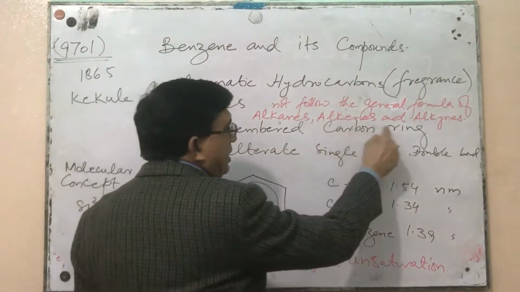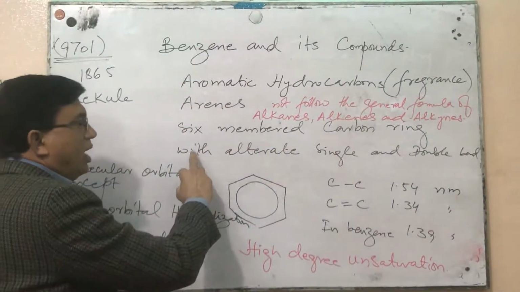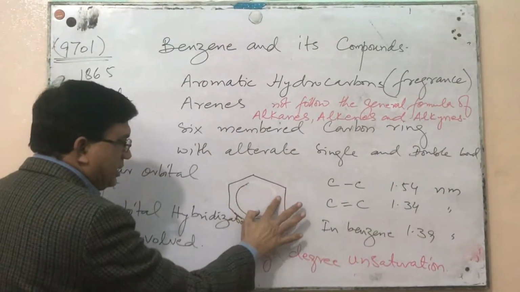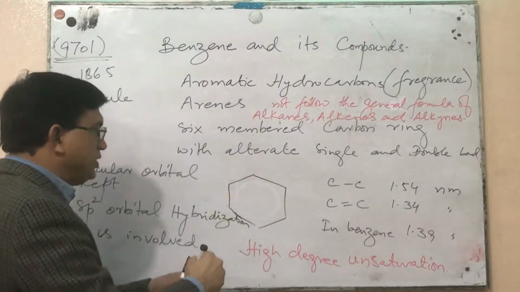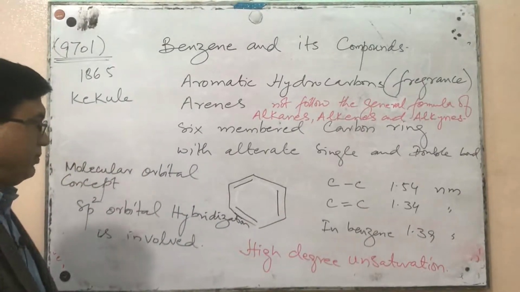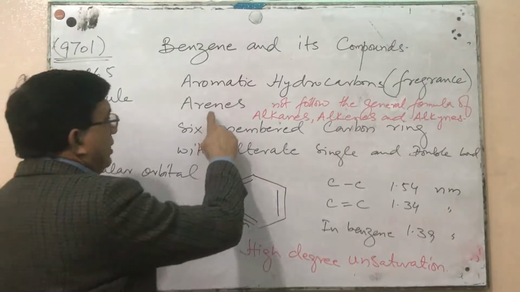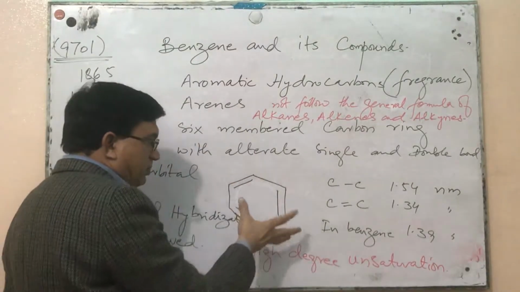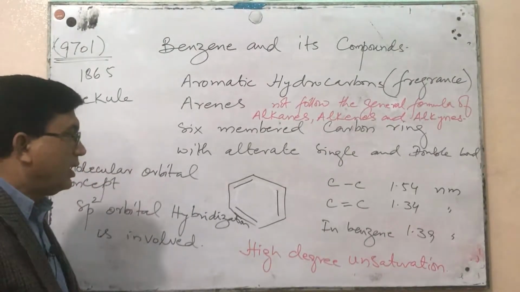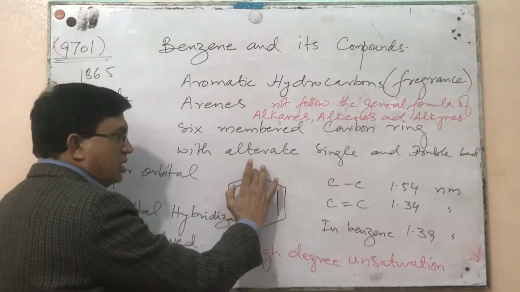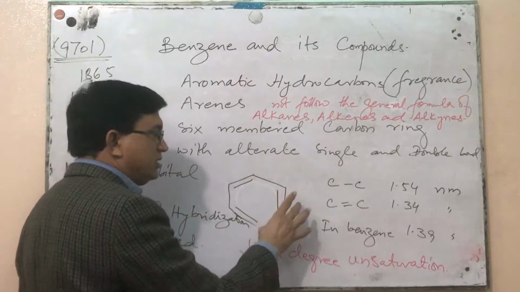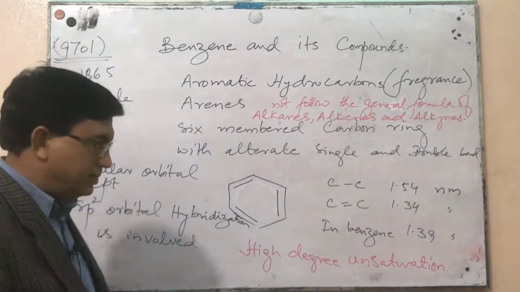Benzene is a 6-membered carbon ring having alternate single and double bonds. That can be represented initially just like this. Alternate single and double bonds are called conjugation. If a 6-membered carbon ring has conjugation just like this, then that molecule will be called benzene.